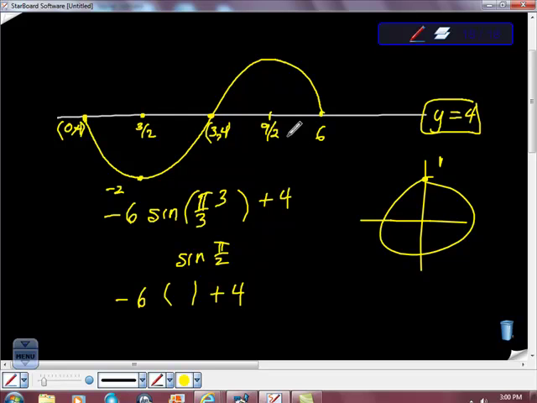And I'm just going to keep doing that. Let's do the next one. The next one is 9 halves. I'll put in 9 halves. This one cancels. This one goes to 3. This is 3 pi halves. So I get negative 6 times negative 1 plus 4 equals 10. Well, we said we had an amplitude of 6. So 6 up from 4 is 10. That makes perfect sense to me. So we get (9 halves, 10). And I'll do the same thing for here. All right?